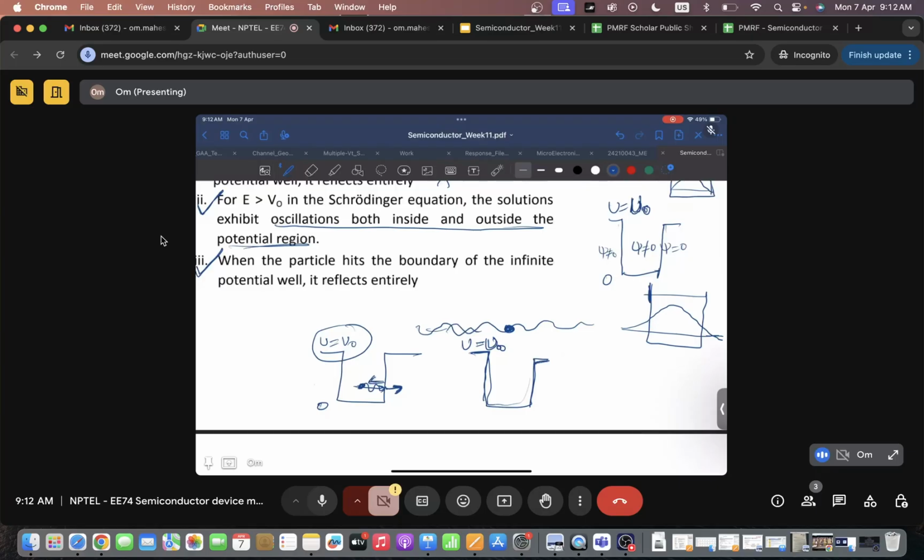Yes, there will be reflection plus transmission. But here, this case is E less than U0. This case is E greater than U0.